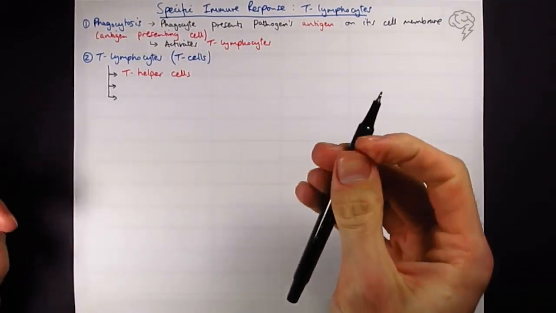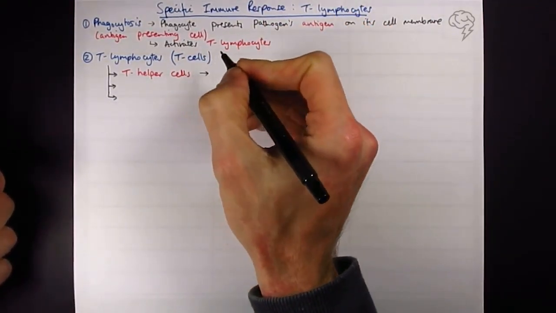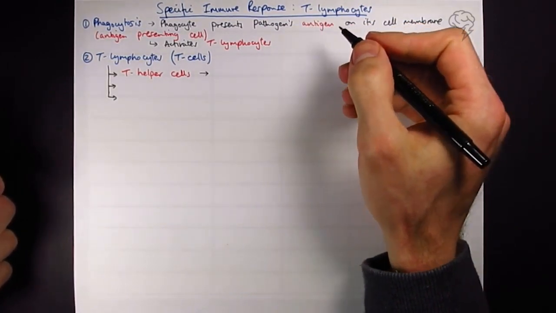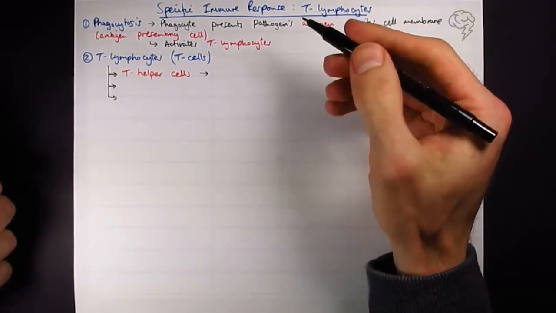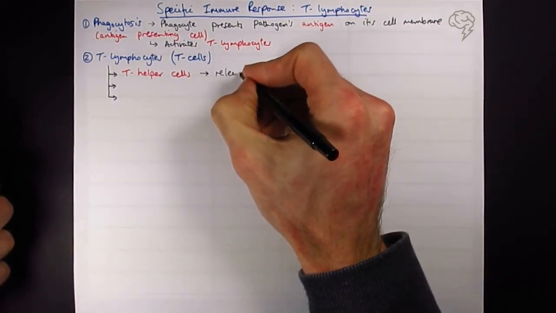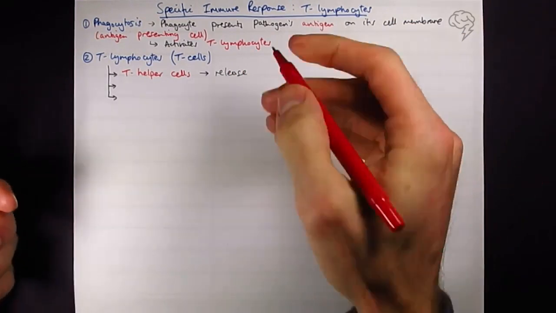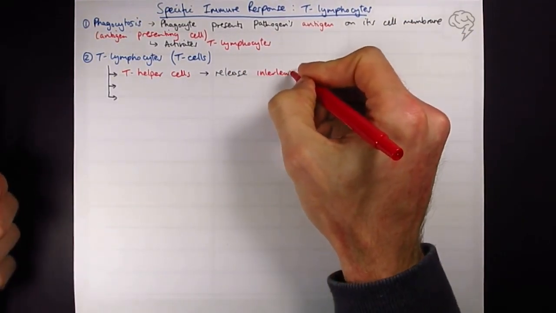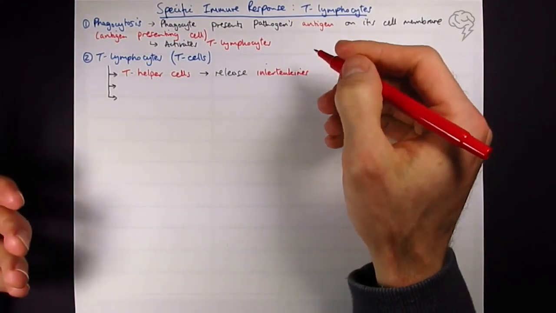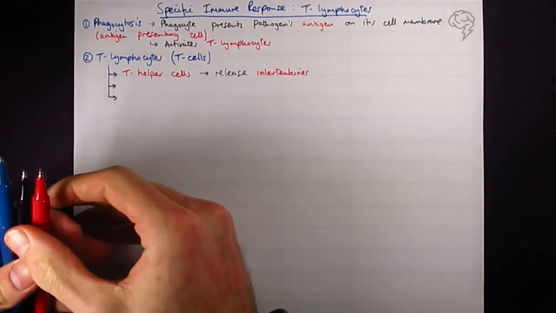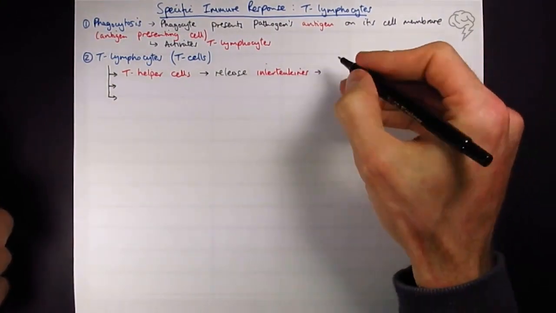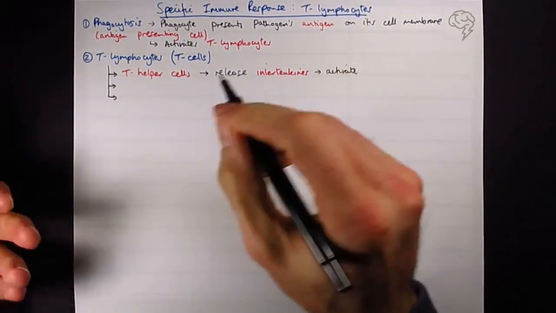These are going to release a molecule called interleukins, which is a type of cytokine, which are messaging proteins, cell signaling proteins. The immune system key terms gives the definitions for those. Interleukins or interleukines are a type of cytokine. And these are going to activate the other type of T cells, T killer cells, and B lymphocytes.